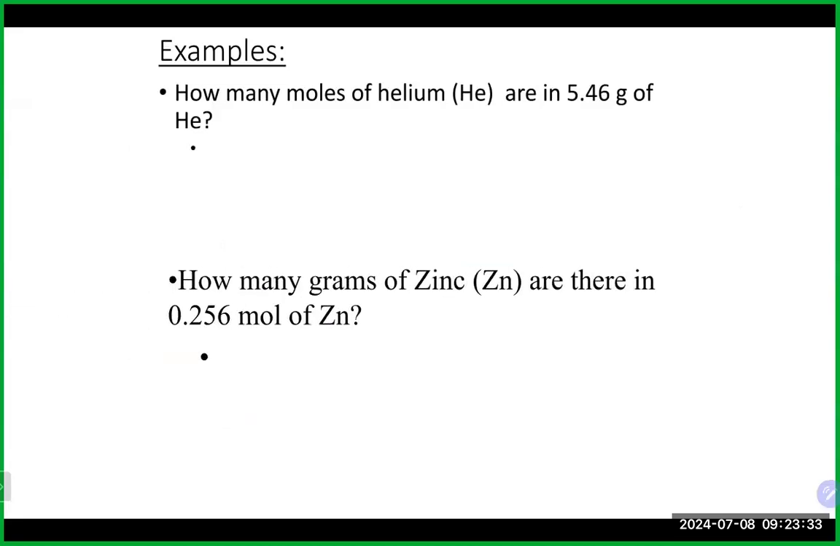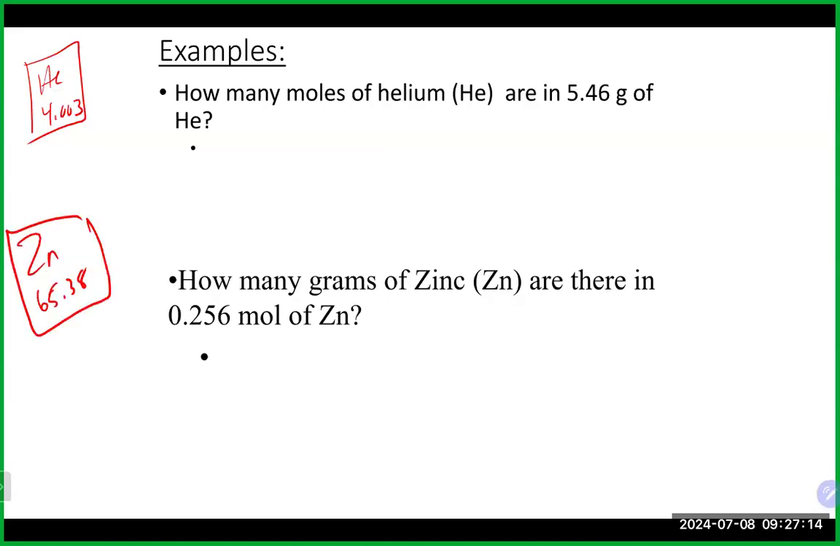All right, I want to try both of these. How many moles of helium are in 5.46 grams of helium? And how many grams of zinc are there in 0.256 moles of zinc? Helium is 4.003, and zinc. Yeah, let's take a look.